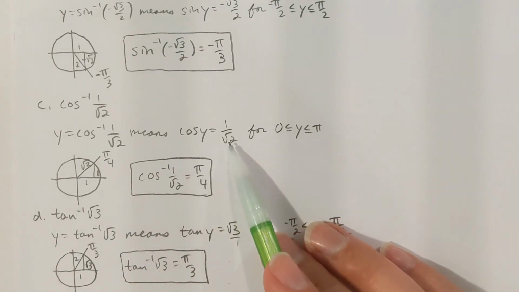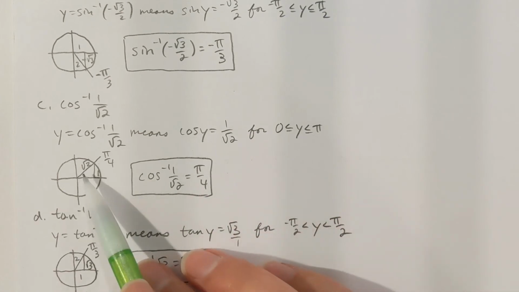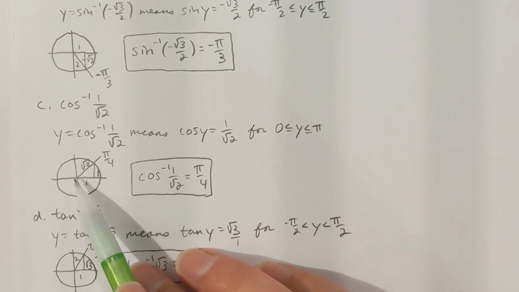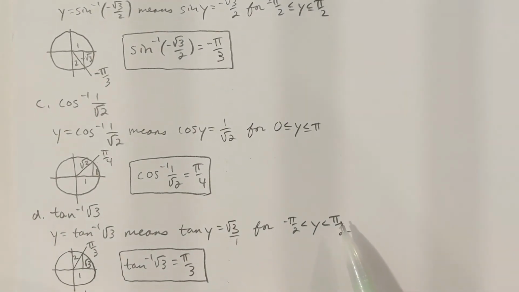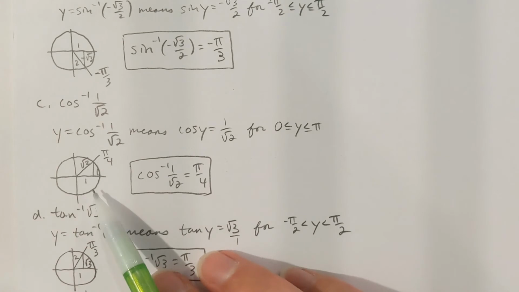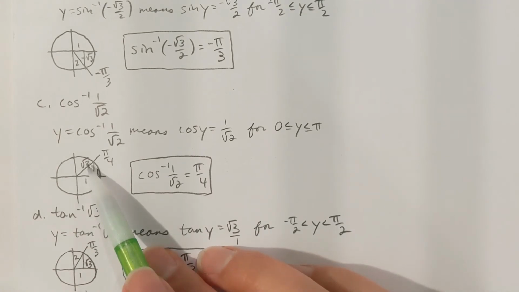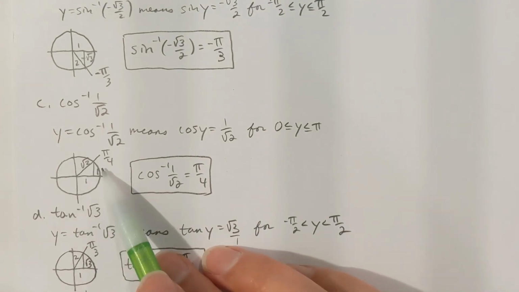Adjacent over hypotenuse, the adjacent side is positive, so I know I'm going to be in quadrant 1. The adjacent side would be negative if you're in quadrant 2, and that's not the case here. So the adjacent side is 1. The hypotenuse is root 2. The opposite side is also going to be 1 then.